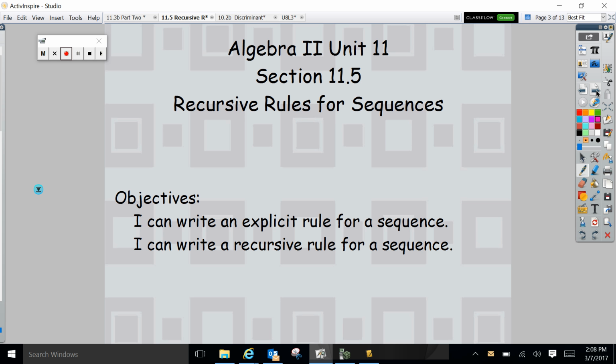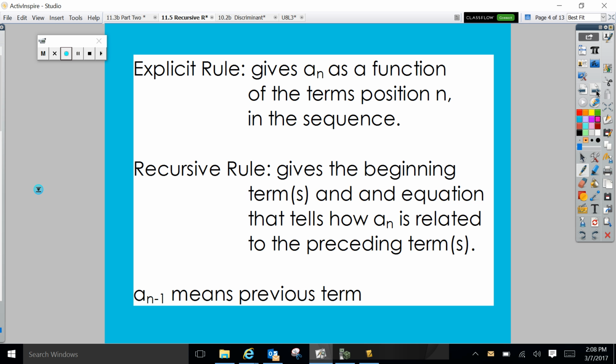All right, this is on recursive rules for sequences. We've learned explicit rules before. An explicit rule gives a sub n as a function of the term's position n in the sequence. An example of an explicit rule is a sub n equals 3n plus 6. It's a rule where you can find any term in the sequence. So if you wanted to find the 6th term, you do a sub 6 and plug in 6 for n. A recursive rule is what you're learning today.